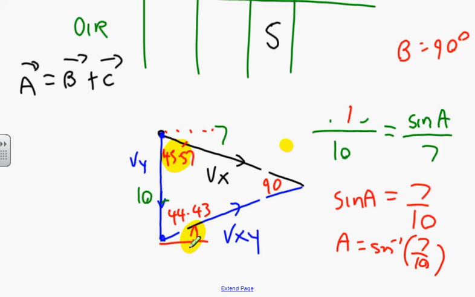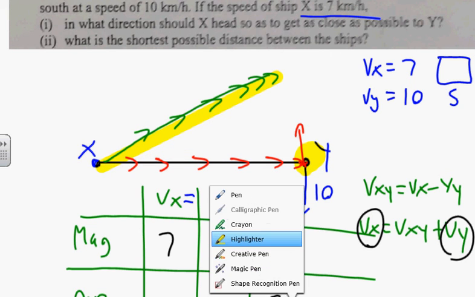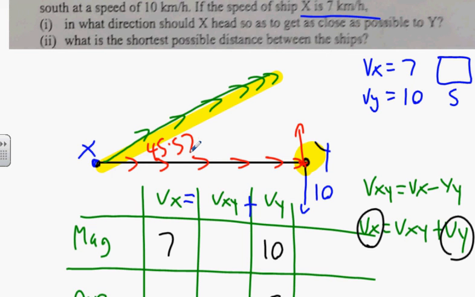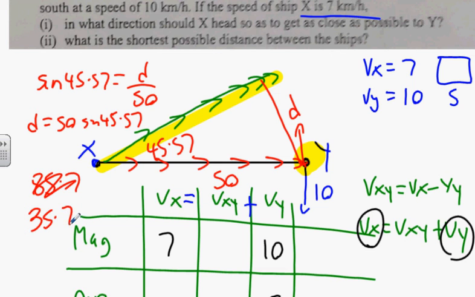It's still 45.57. So when I go back up to the very top diagram, and I'll just get rid of that there for a second, this diagram here means that this is 45.57. Its initial distance is 50 kilometers. I want the closest distance D, don't I? So it's going to be sine 45.57 equals D over 50. Last one guys. D equals 50 sine 45.57. What do you get there? 35.7 kilometres is the closest you'll get.